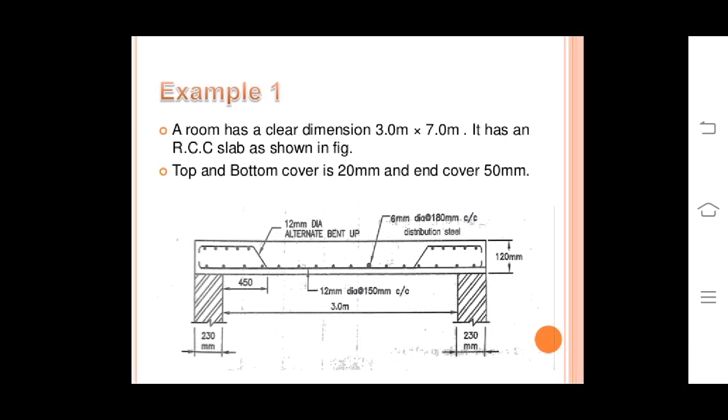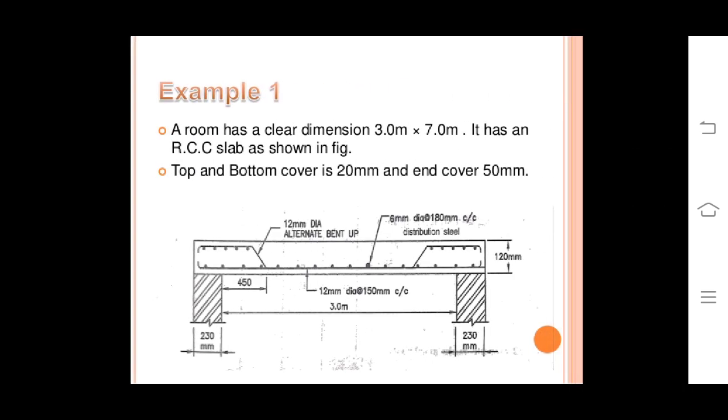Now, in this session, we will solve one example regarding the steel design or reinforcement of bars for a slab. This example shows a room has a clear dimension of 3 by 7 meter. It has an RCC slab as shown in the figure, having a thickness of 120 mm.